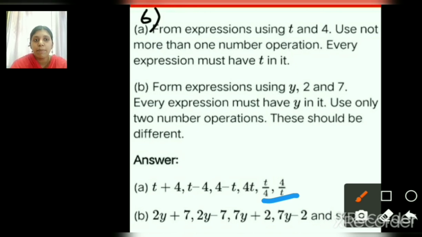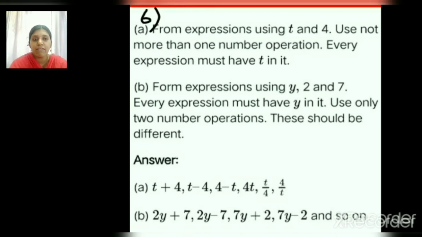Clear? Now next, B subdivision. Form expression using y, 2 and 7. Every expression must have y in it. Use only 2 number operations. These should be different. So here we have to use y, 2 and 7, and the condition given is each expression should have y in it. So whatever expression you make, it should contain y. And we can use 2 number operations here, any 2 number operations.